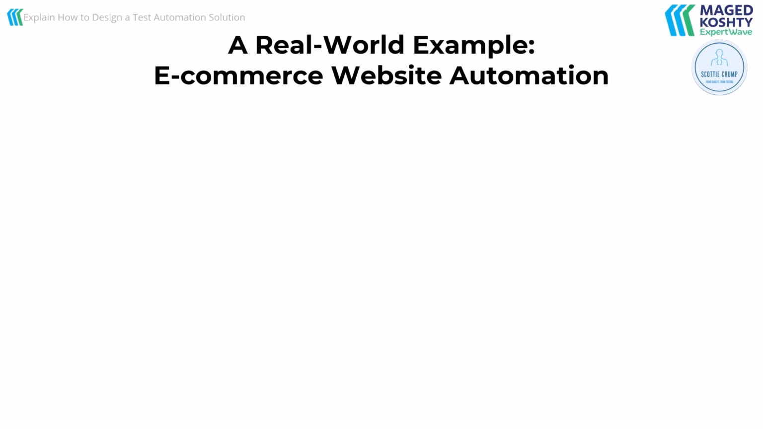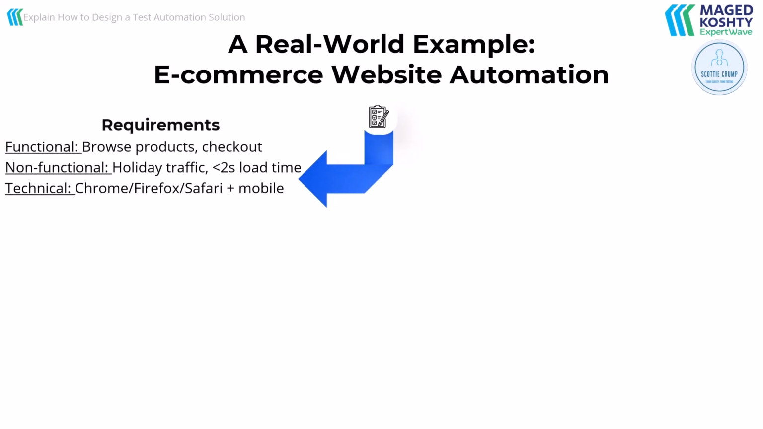A real-world example, e-commerce website automation. Let me tie all of this together with a comprehensive example. Imagine we're designing a test automation solution for an e-commerce website. Understanding requirements, functional requirements: Users can browse products, add to cart, check out. Non-functional requirements: Site must handle holidays shopping traffic. Pages must load in under 2 seconds.